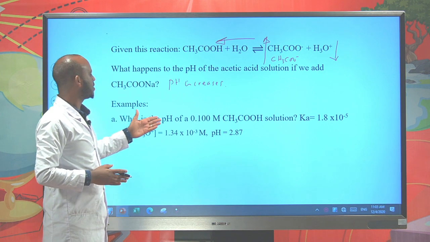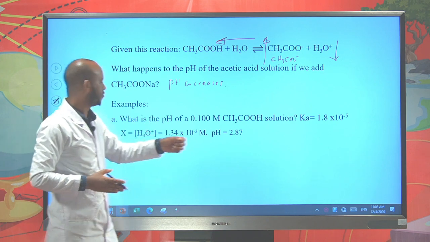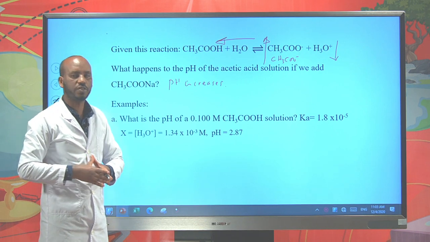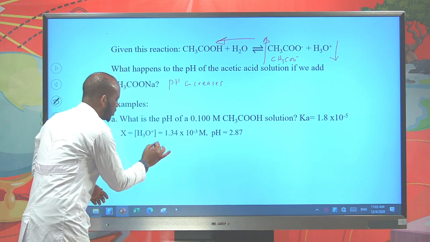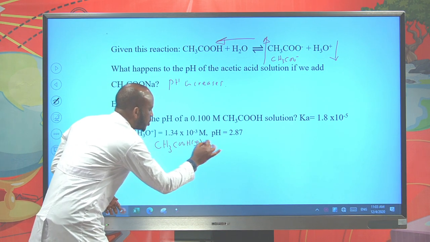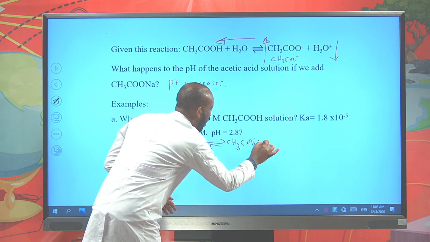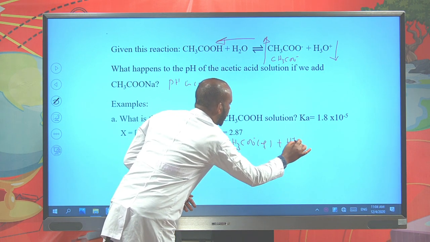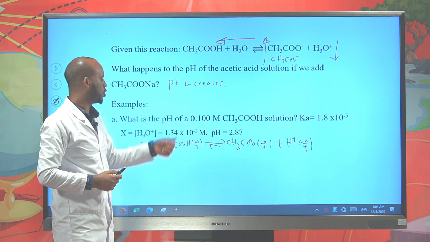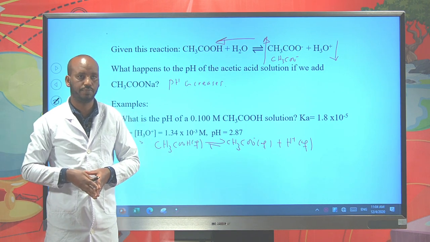Example. What is the pH of a 0.1 molar acetic acid solution? The dissociation constant of the acid is 1.8 times 10 raised to minus 5. Now the acid is acetic acid, a weak acid. Acetic acid, CH3COOH aqueous, slightly dissociates into acetate, CH3COO minus aqueous, plus H plus aqueous. To calculate the pH of this solution, we need the equilibrium concentration of H plus.